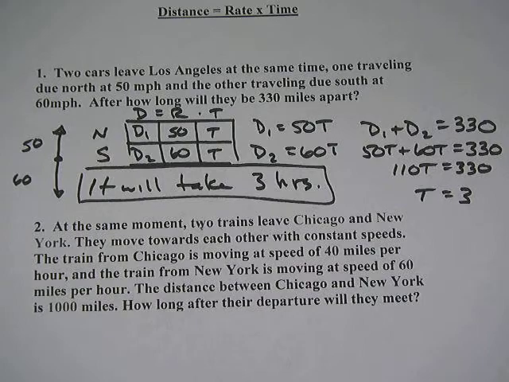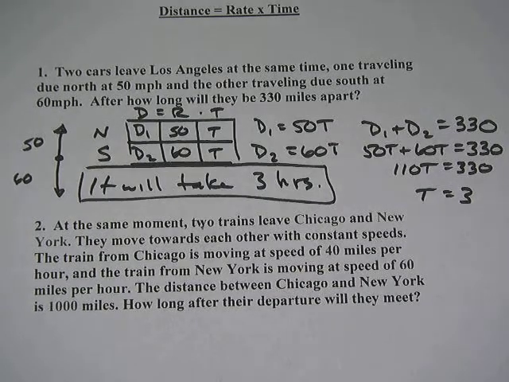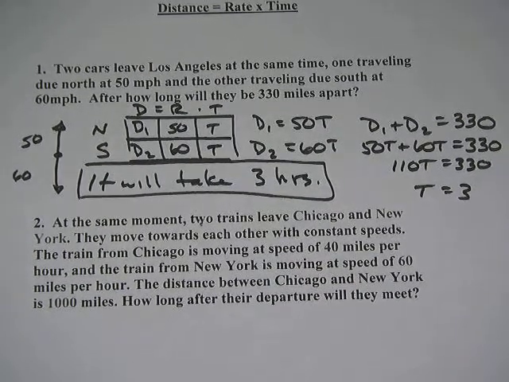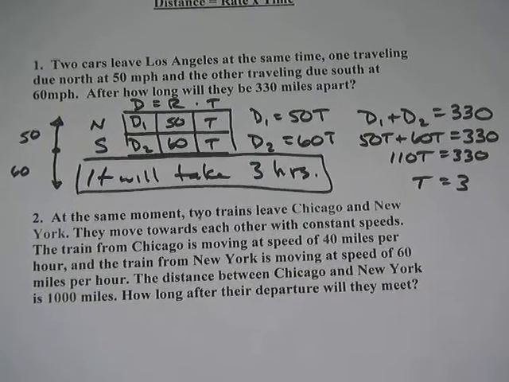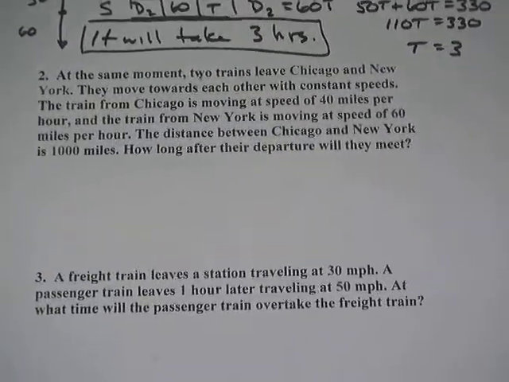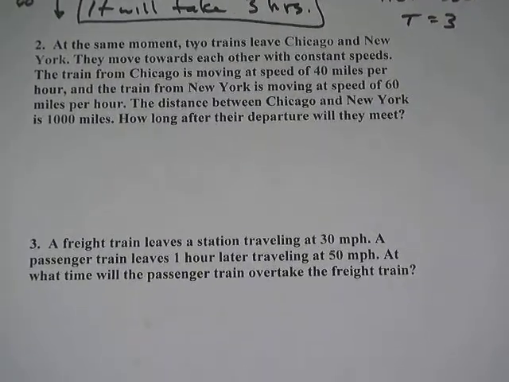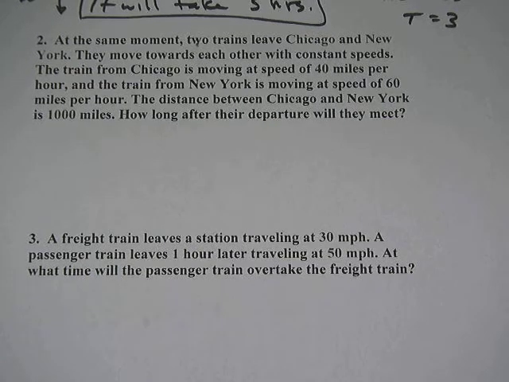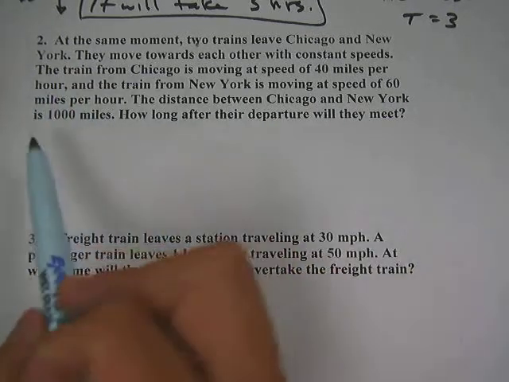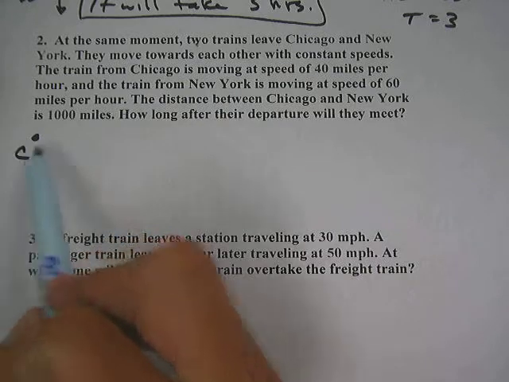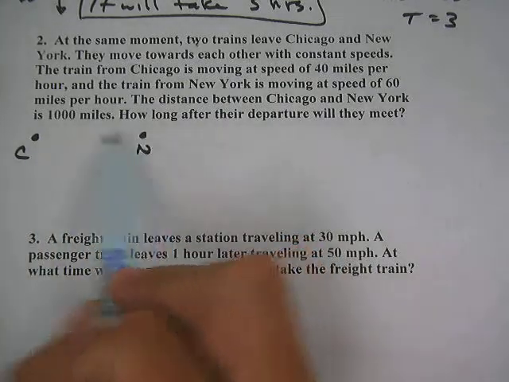And there you go. Is this little chart right here necessary? No. I think it's just a nice little organizer for you, but you don't have to use it by any means. Okay, let's take a look at another one. It says, at the same moment, 2 trains leave Chicago, New York. They move towards each other at constant speeds.